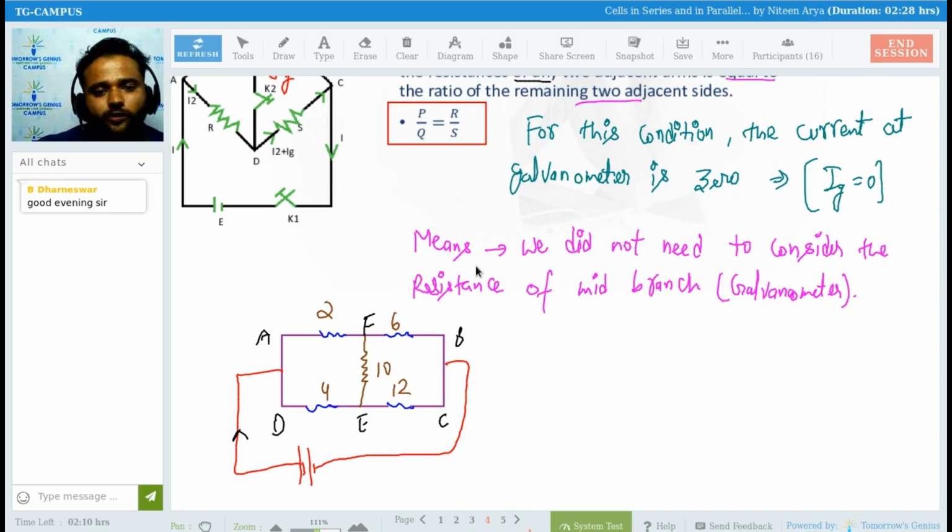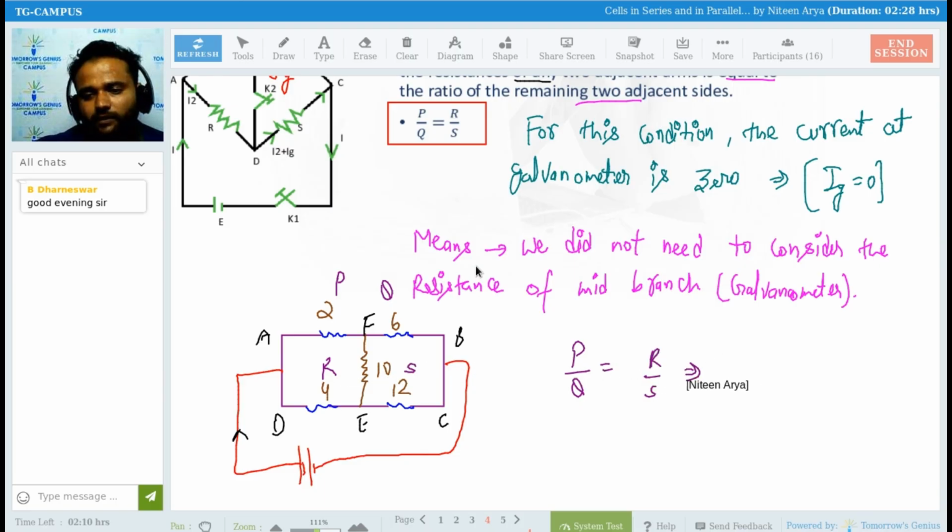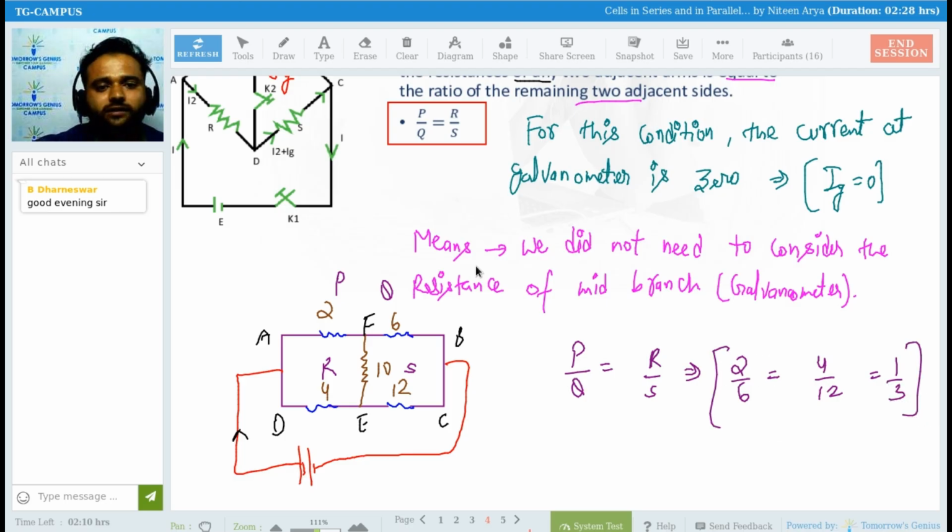And you also observe here P by Q, 2 by 6, which is 1 by 3, and 4 by 12, which is also 1 by 3. Here, if this is P, this is Q, this is R, this is S, then this is R by S, and 2 by 6 equals 4 by 12, that is 1 by 3. So in this particular scenario, the current here is 0, whatsoever.